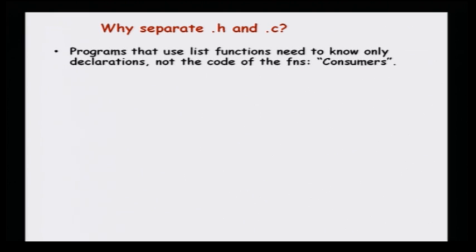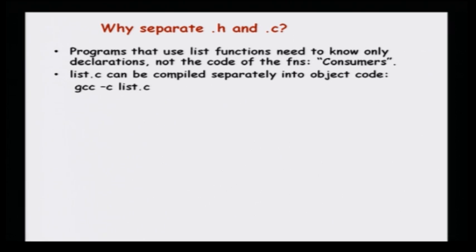Programs that use the doubly linked list need to know only the declarations actually. Think of these programs as the consumers of this code. They do not need to know how the code is implemented, just what to call and what is the declaration of the function. Now, if we do this, then list.c can be compiled separately into object code. So, we can say gcc -c list.c, and this will produce just a file called list.o. list.o is not executable, but it can be used in other programs to create executables.